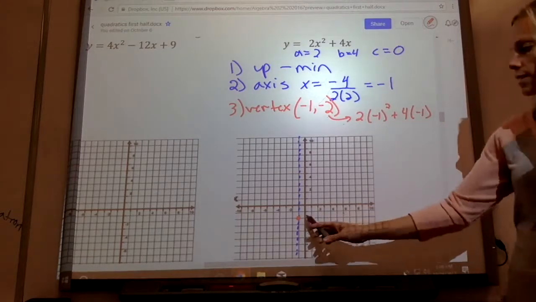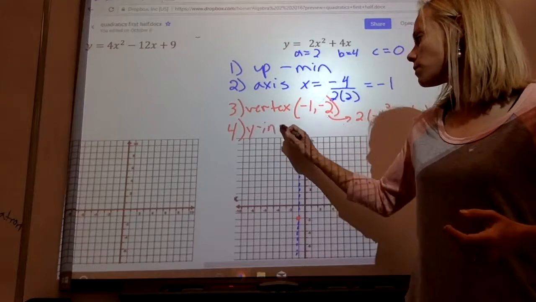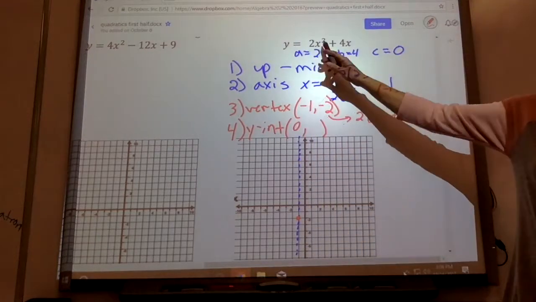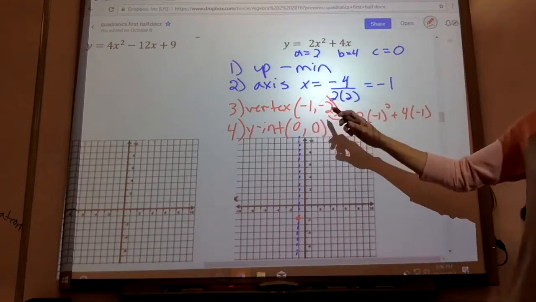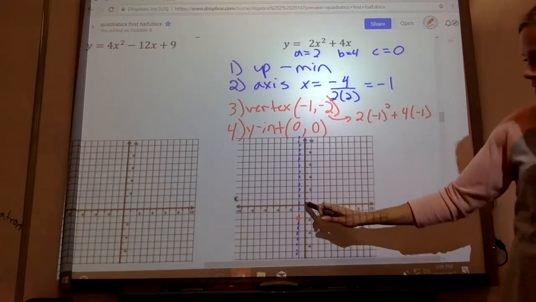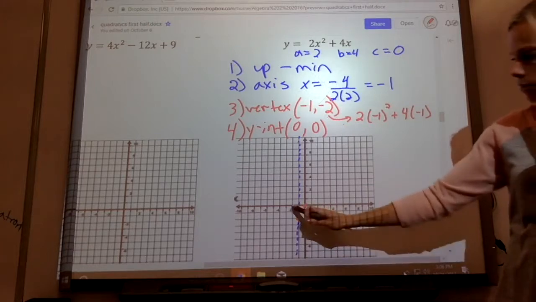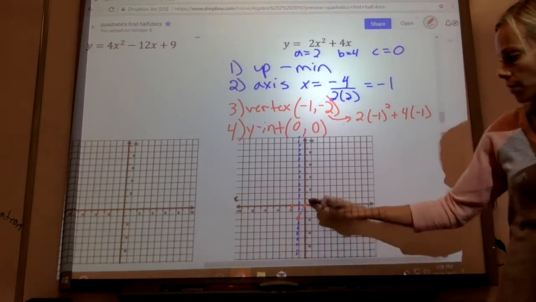So in order to get the sides of my parabola, I need the y-intercept to reflect. So the y-intercept, put 0 in for x. They both go away, so it's 0, right? Or it's whatever c is, 0. So my y-intercept is actually the origin, and I can reflect that point over the axis of symmetry. Have my parabola.